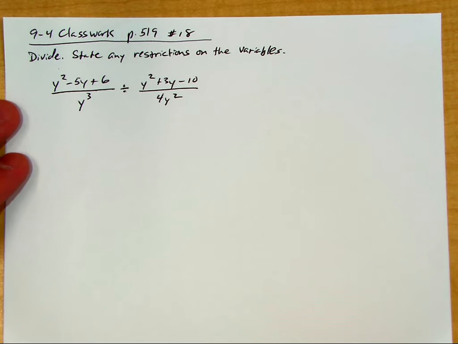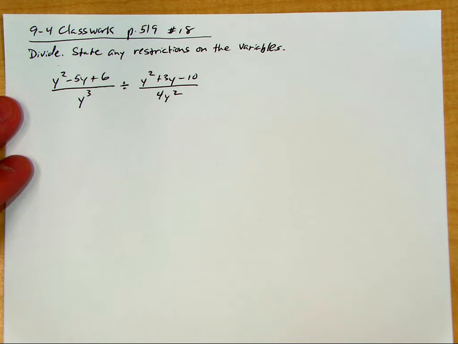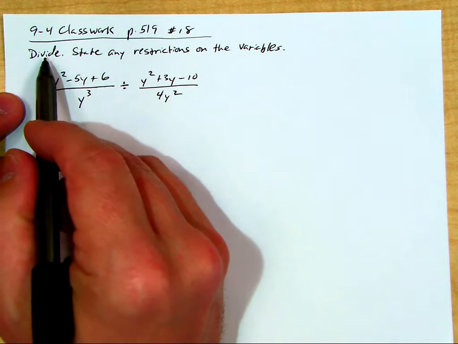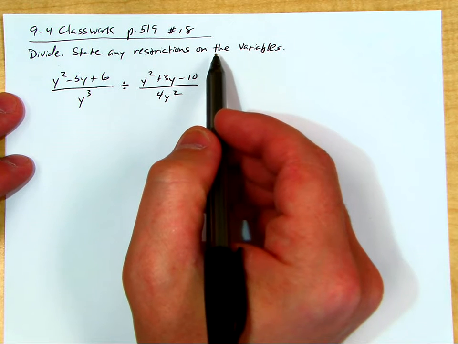Here is the help video from the 9-4 classwork. This is on page 519. This is number 18. Now we have to divide, and then the same thing, state any restrictions on the variables.